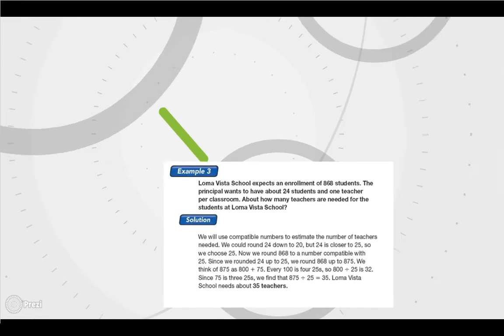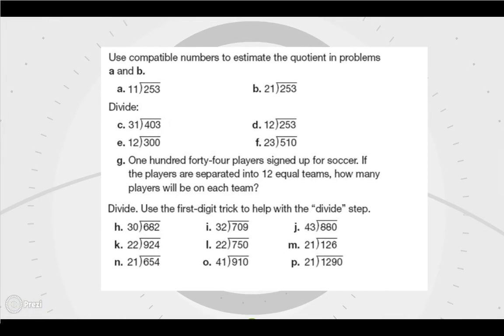Okay, here's your lesson practice for today. You're going to use compatible numbers to estimate the quotients in these first problems. Remember, you don't have to round down to the actual number. You have to figure out numbers that work well together. And that's it.